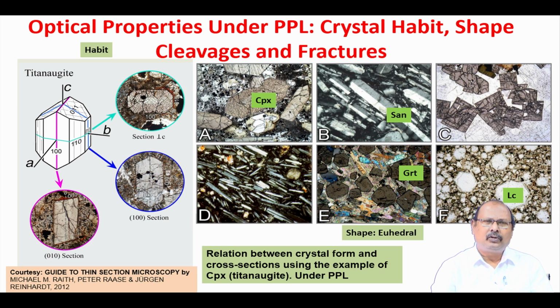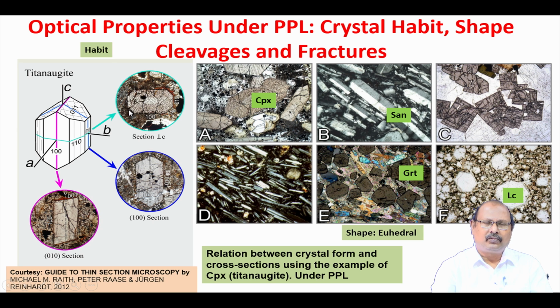Now, let us also see how the habit of a particular crystal depends on its optic orientation. I give an example with a mineral called titaniferous augite, called titan augite here. So, this is the 3-dimensional shape here. Now, if you have a section perpendicular to C, which is called the basal section or parallel to 001, this augite will have 8 faces here. So, there will be 8 faces here.